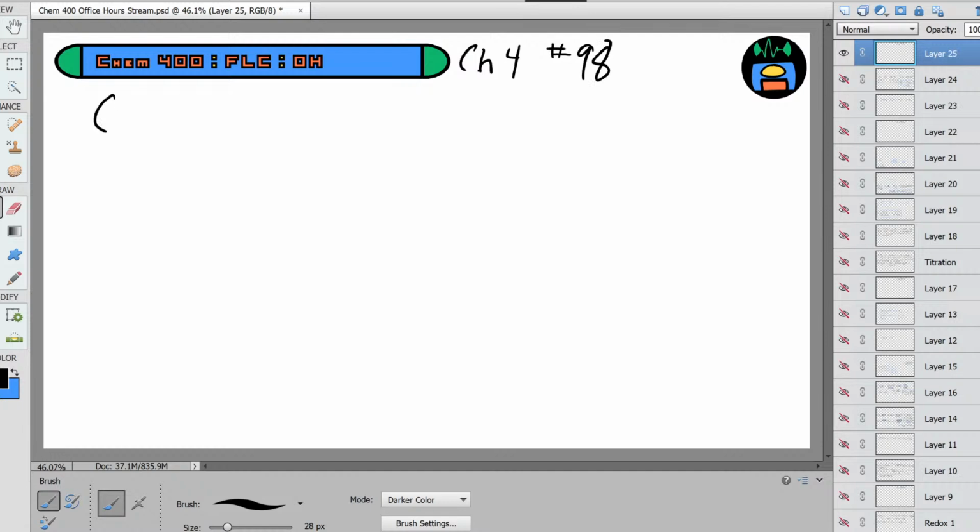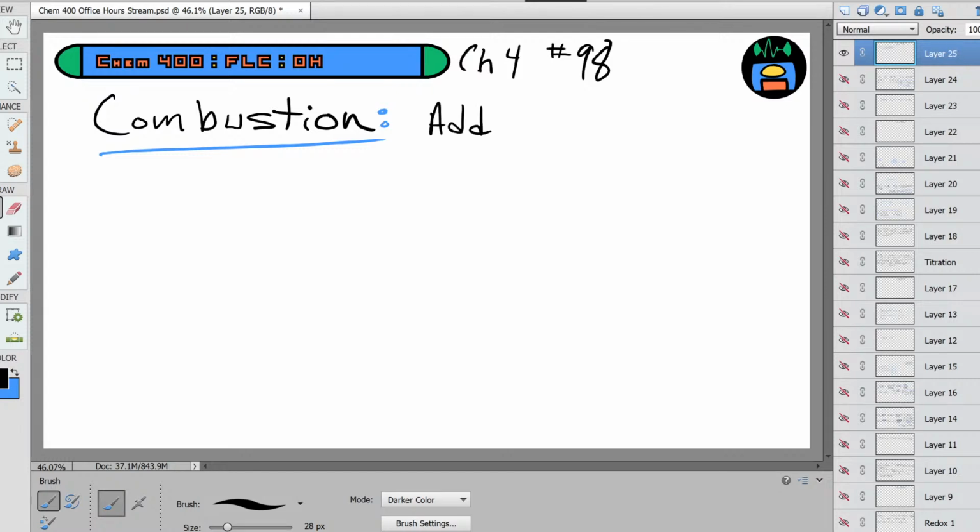So just so you know, combustion is you add oxygen and you make oxides.